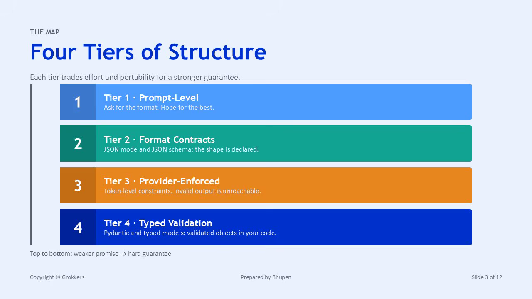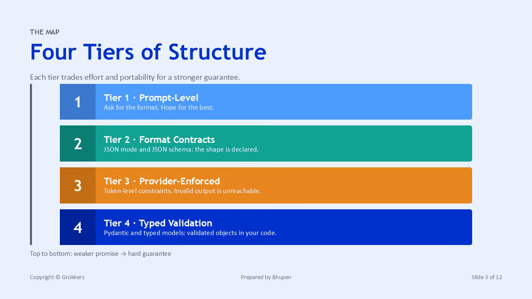The honest answer is that there are about 11 common techniques, and dumping 11 names on you at once is a great way to remember none of them. So here's the organizing frame we'll use for the whole course. 4 tiers, arranged by 1 variable, how strong the guarantee is.